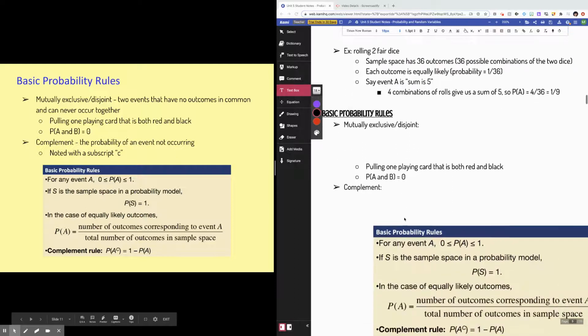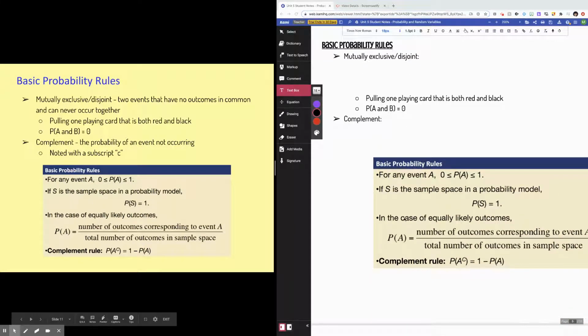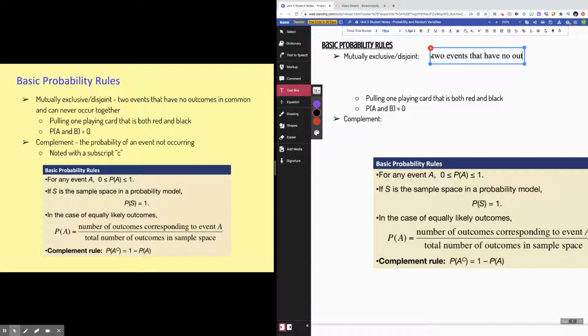Then there are a couple of key foundational probability rules and definitions that we need to know. The first is the term mutually exclusive, or you may hear events called disjoint. Events are mutually exclusive if they have no outcomes in common and can never occur together.